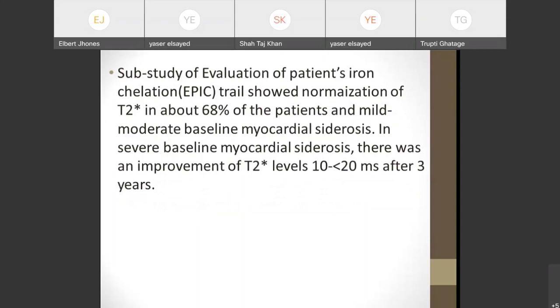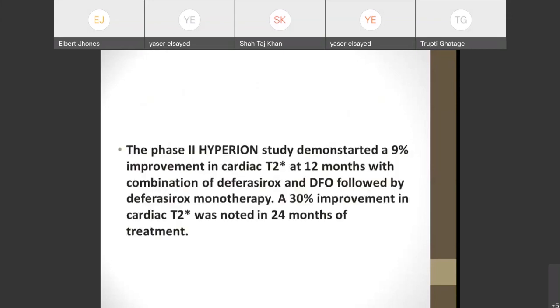The EPIC study, which is the Evaluation of Patients' Iron Chelation trial, showed normalization of T2 star in over 68% of patients with mild to moderate baseline myocardial siderosis. In severe baseline myocardial siderosis, there was an improvement of T2 star level from 10 to less than 20 milliseconds after 3 years of regular therapy.